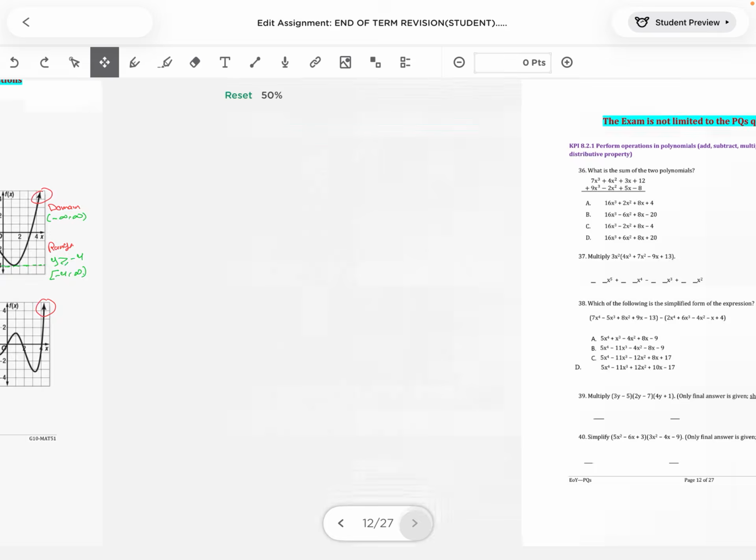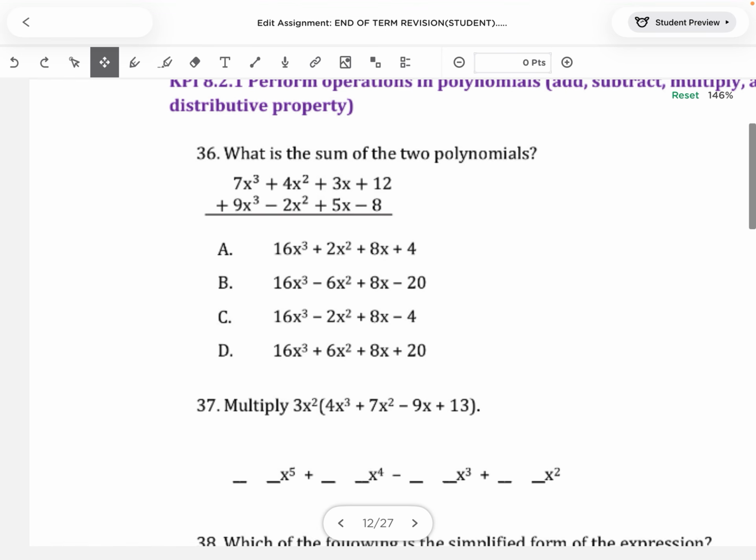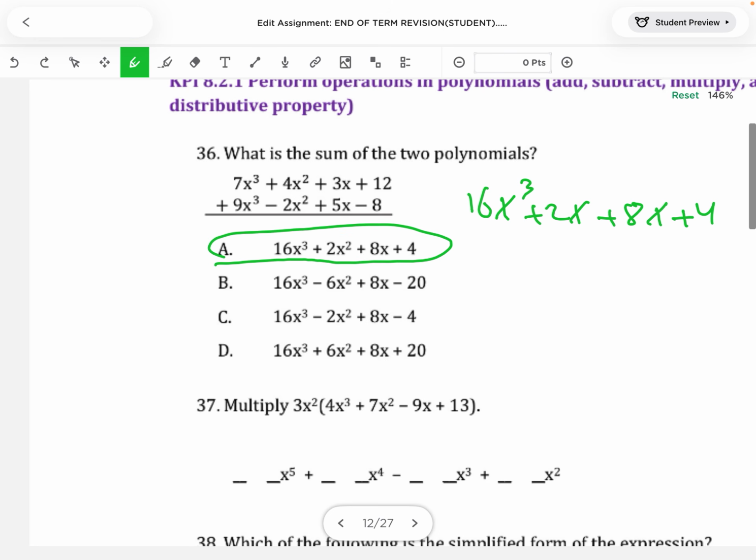Okay, next. These are easy. What is the sum? Now we combine like terms. 9 plus 7 plus 9, it will be 16x to the power 3. 4x minus 2x is positive 2x. 3x plus 5x is 8x plus 4. What is it? It is the first one, I think, yes.